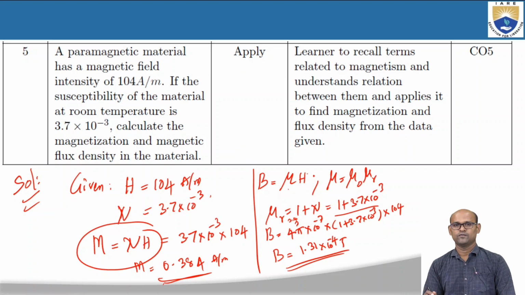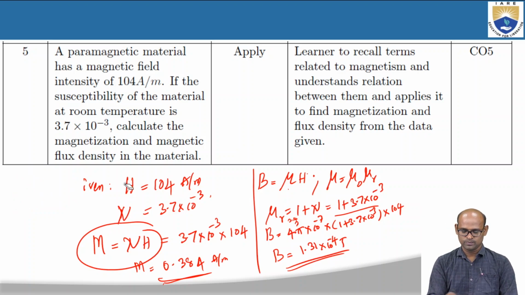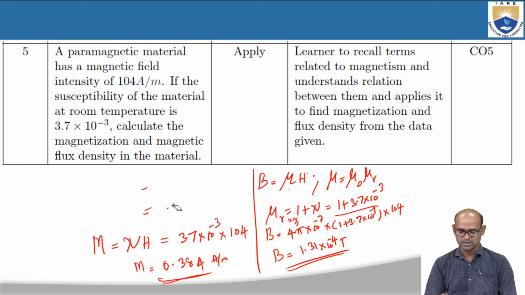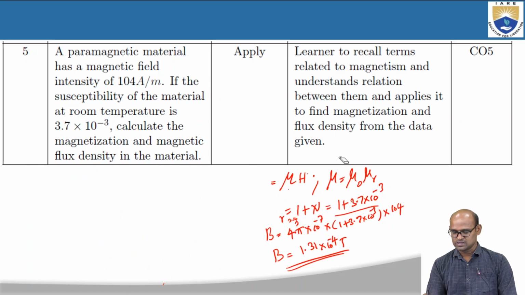So this is the fifth problem, and this is the last problem in magnetic materials. And then we will discuss the problems in superconducting materials. So let us start the problems on superconducting materials. That will be the sixth one.